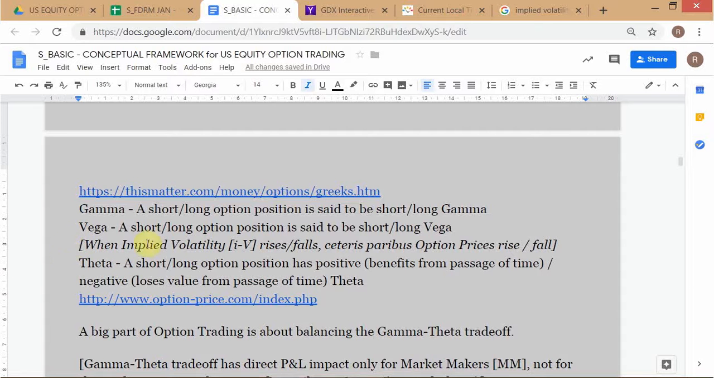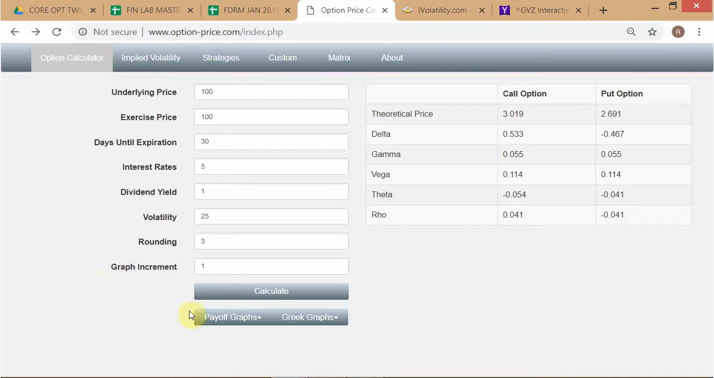Now the last part that we looked at: when I vol rises, option prices ceteris paribus will rise; if I vol falls, then option price ceteris paribus will fall. And what we discussed in the previous session is that this is your option valuation model, and it need not necessarily correspond to the actual market price of the option.